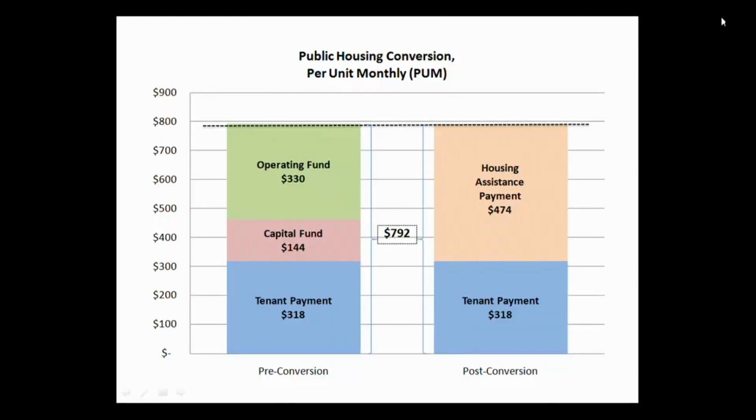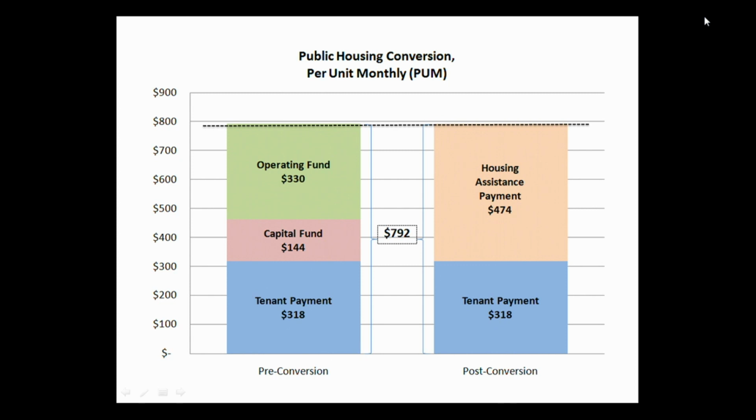Right. Yeah. So there should be on the screen now a chart, and it shows on the left side sort of the current funding, and these are based on the 2013 budget request from the department. Today the average public housing unit, according to the 2013 budget request, essentially receives $792 per unit per month in funding, which is made up of $330 from the operating fund, $144 PUM from the capital fund, and $318 from tenant rents, total tenant payments. So the typical unit receives $792.